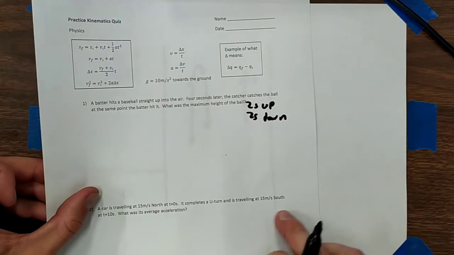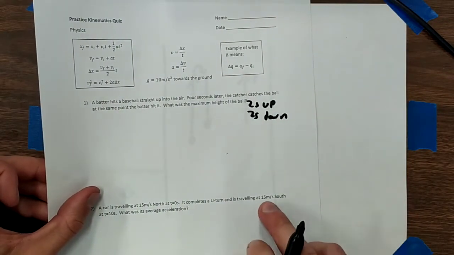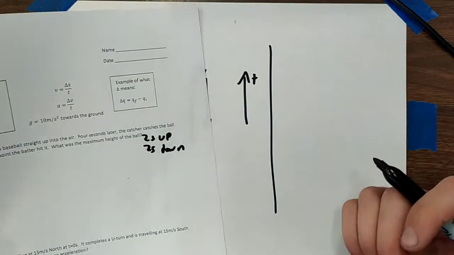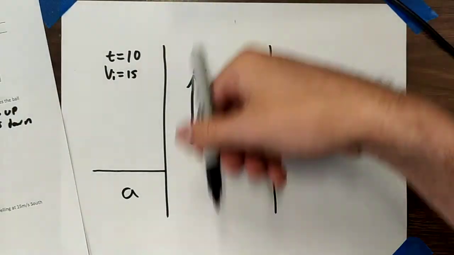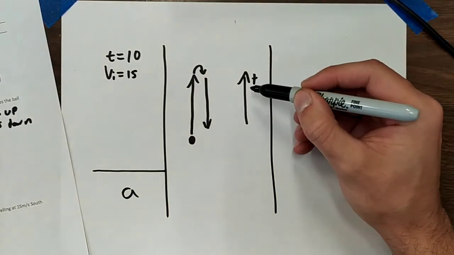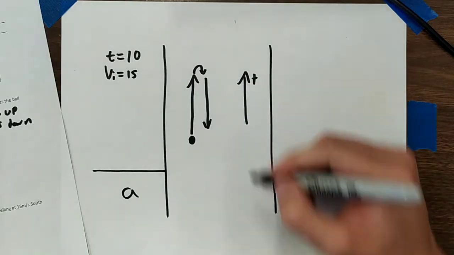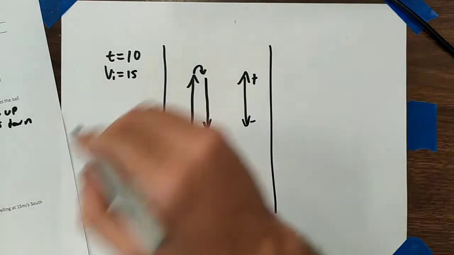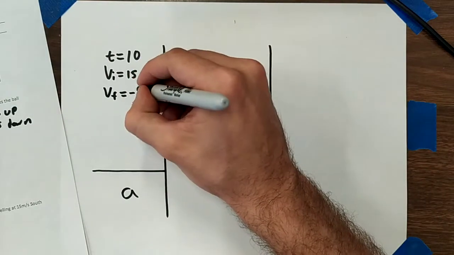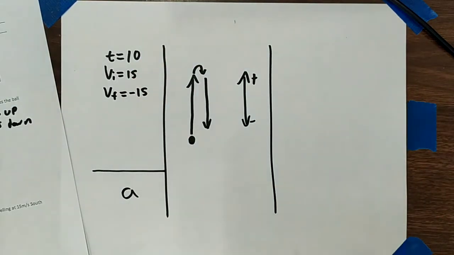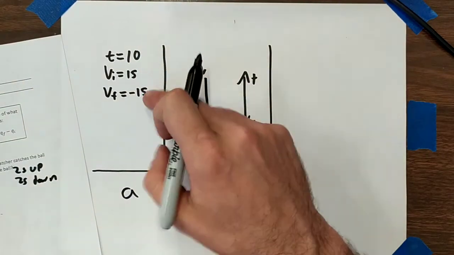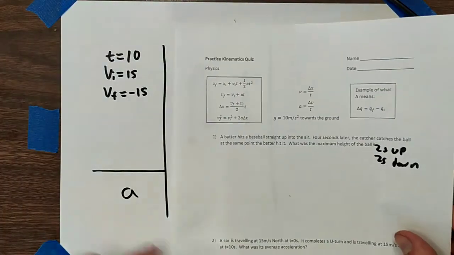Okay, what else do I know? At the end of the problem, it completes a U-turn and is going 15 meters per second south at t equals 10 seconds. So at the end, it's going 15 meters per second, but it's going that way. I'm going to call that negative 15 because it's in the opposite direction as my positive direction. So that's plus, this would be minus here. So VF, our final velocity, is going to be negative 15. All right. That should be all I need to solve the problem. I just know time, initial velocity, final velocity, and I'm looking for acceleration.